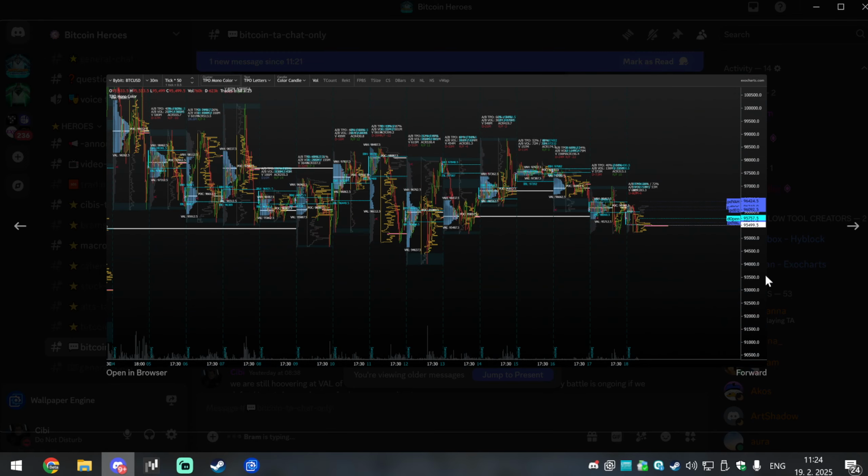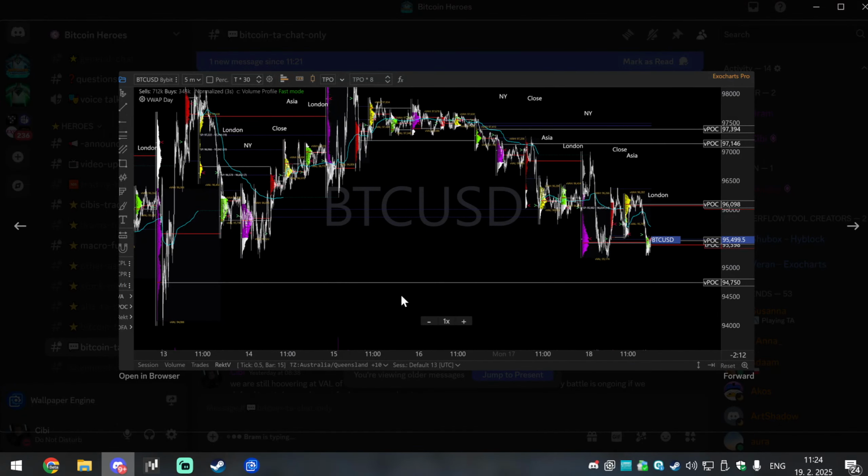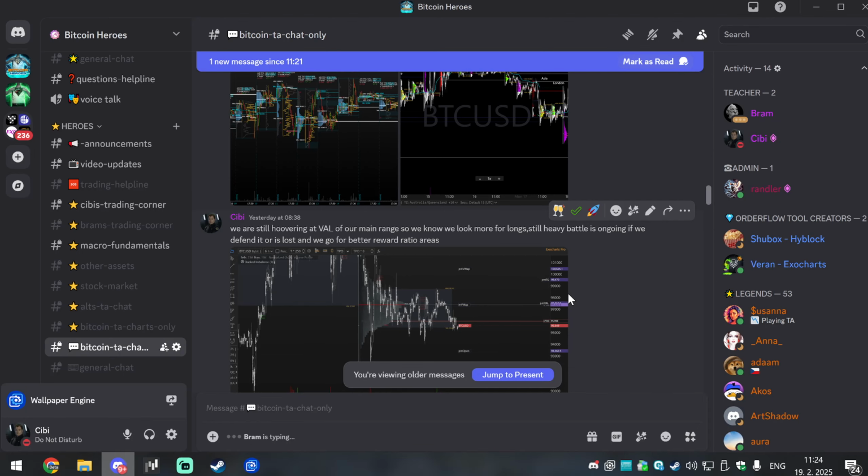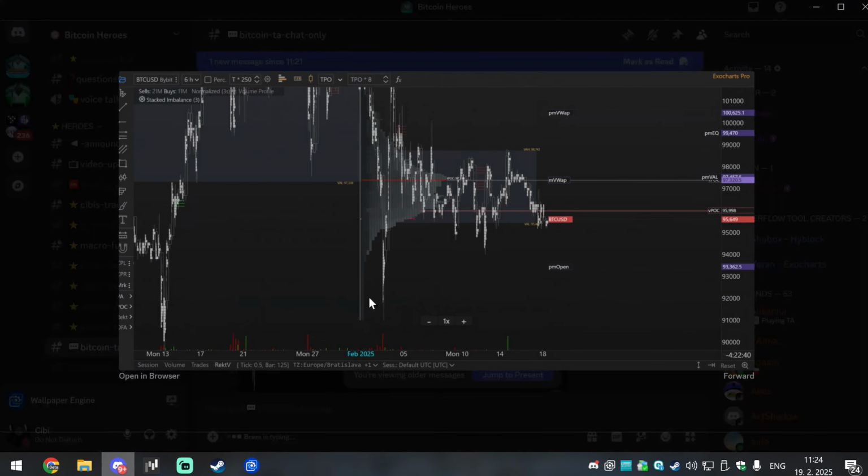We can also see we had no naked point of control, so the market was actually very efficient the past few days. It was not leaving many inefficiencies behind. You had some session naked points of control, but they are not so important. From the monthly view, you can see Bitcoin was right at the 1 month VAL. If you start losing this area, you are literally opening the road.